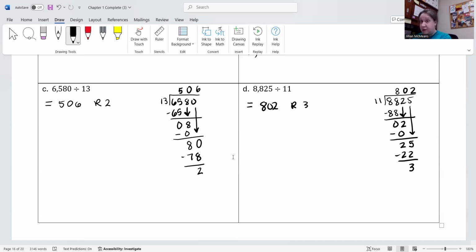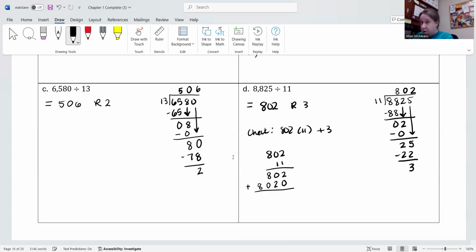And just to remind you how to check yourself, we want to take 802 times 11 and add 3, and that needs to equal the 8,825 that we started with. So 802 times 11, well, I get 1 times 2 is 2, 1 times 0 is 0, 1 times 8 is 8. Now remember, we're really multiplying by 10 in this next row, so we have to put our 0 placeholder, then we can just multiply by that 1 in the 10. So 1 times 2 is 2, 1 times 0 is 0, 1 times 8 is 8.